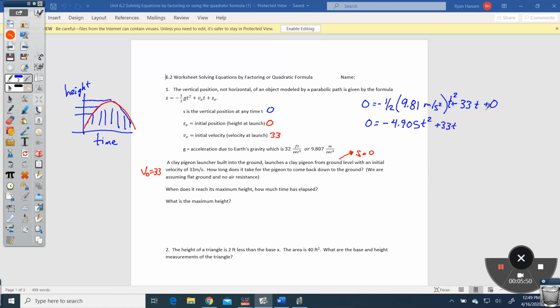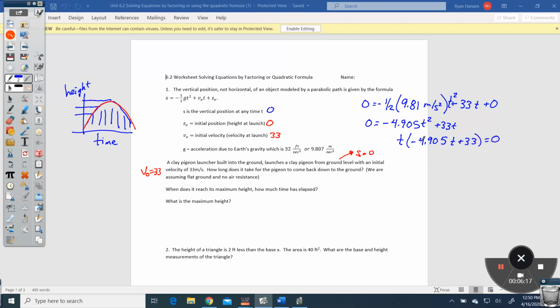33t plus 0. So I now have an equation I can solve. And remember, if I just have a t in each of these, I can factor a t out. So now what I have is t, and I'm going to put the 0 over on this side. It doesn't matter if it's on the left or not. Negative 4.905 t plus 33 equals 0.